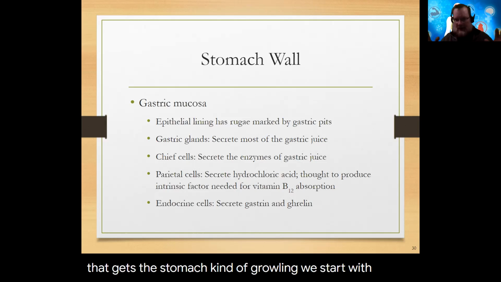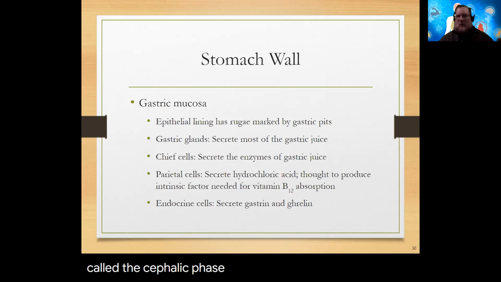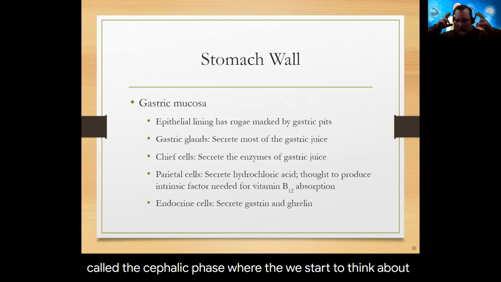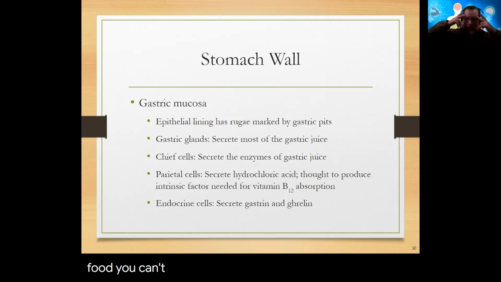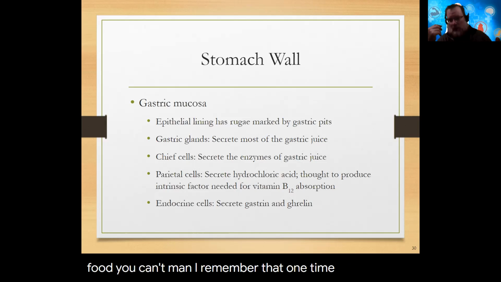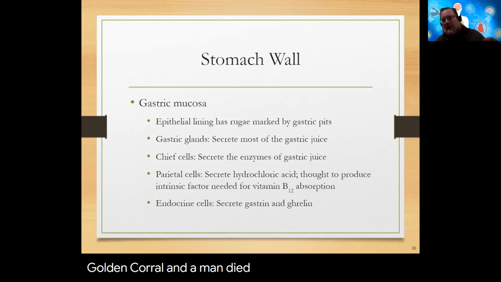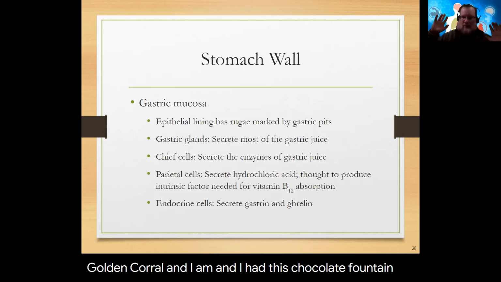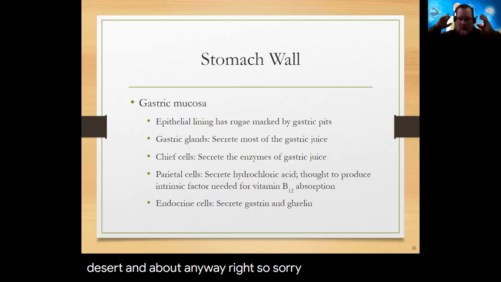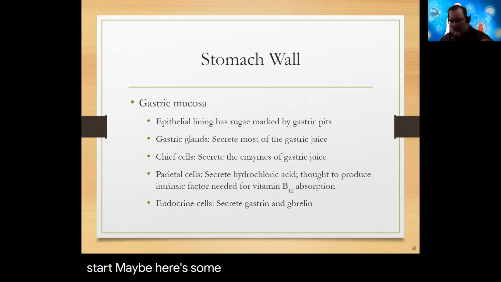We start what's called the cephalic phase, where we start to think about food. Oh man, I remember that one time I was at Golden Corral and I had this chocolate fountain dessert. I don't know. Anyway, right? So you start thinking about it. Maybe you hear some pots and pans clacking. Maybe there's a TV commercial you're hearing, you're seeing. Maybe you can smell some food going. You start to salivate a little bit. That's what they call the cephalic phase.